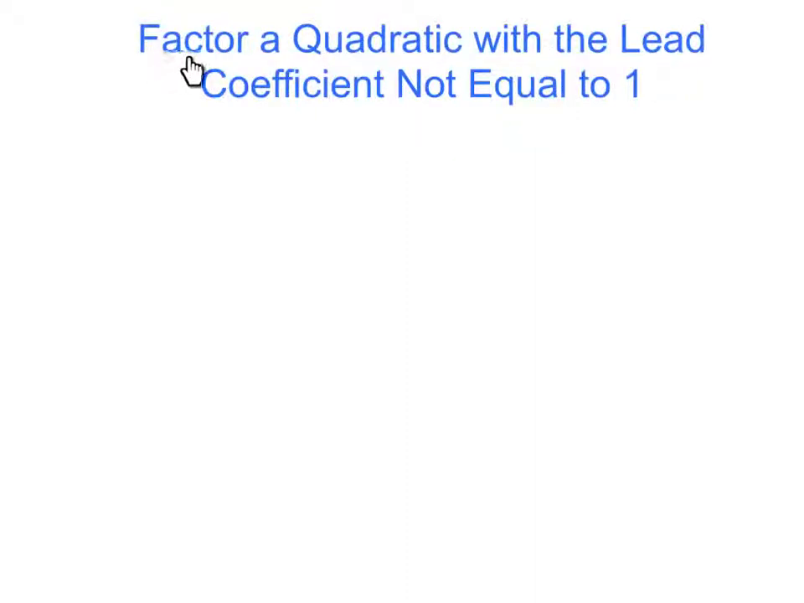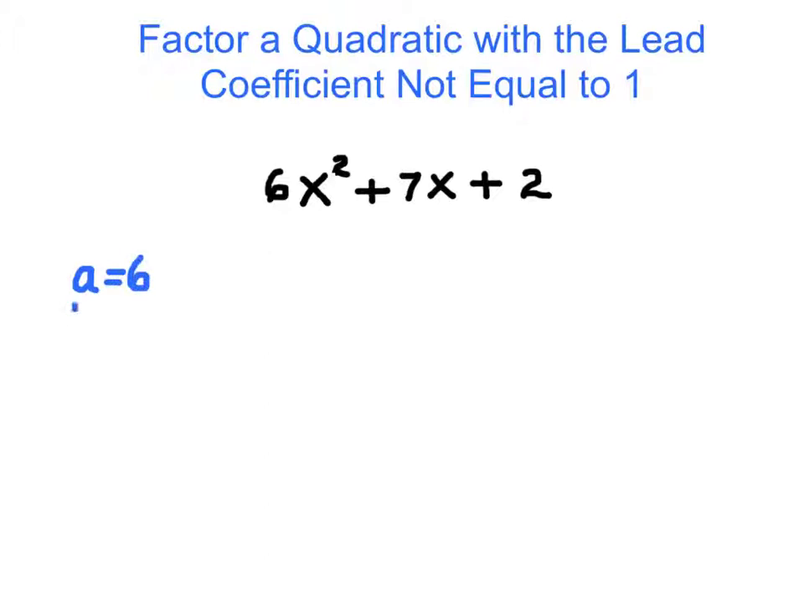Here, we're going to factor a quadratic with the lead coefficient not equal to 1. Here's our quadratic trinomial, and the lead coefficient, a, is 6, so it's not equal to 1. So let's write this down. A is 6, b is 7, and c is 2.